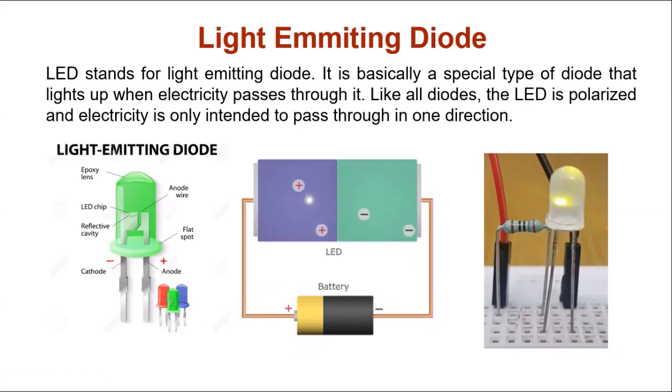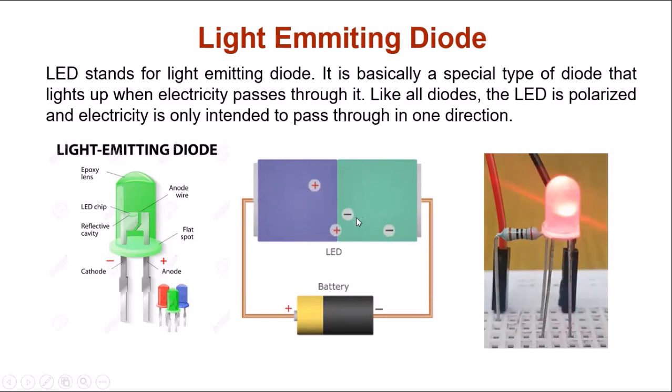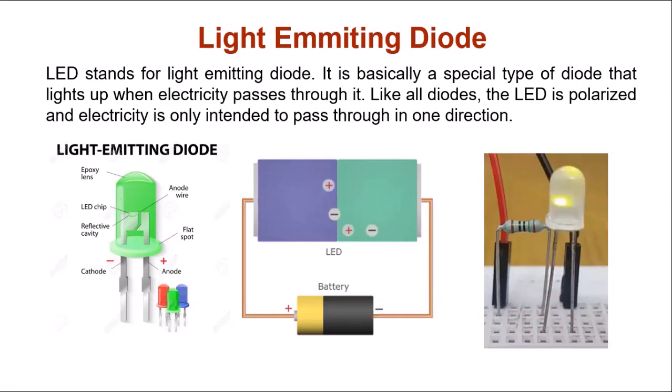They travel, and when they collide, a few can pass, but a few are colliding with each other, and then the light comes out. Okay, so this is about the LED.